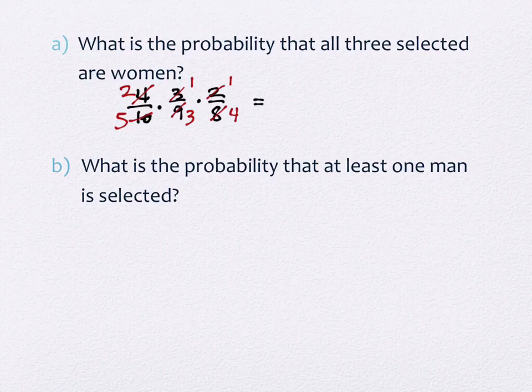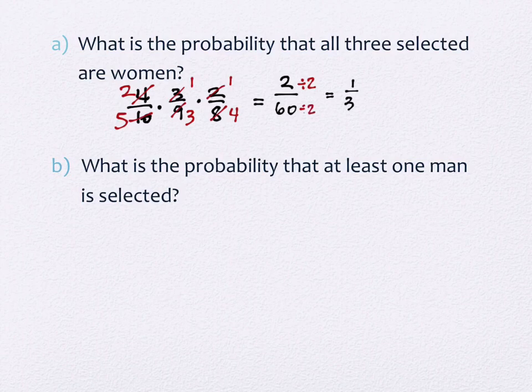So now if I multiply across the top, I have 2 times 1 times 1. It's 2. And across the bottom, I have 5 times 3 times 4. 60, very good. This isn't in simplest form, because what else can I still reduce? Yeah, I can divide it by 2 on top and bottom, right? And I would get 1/30.